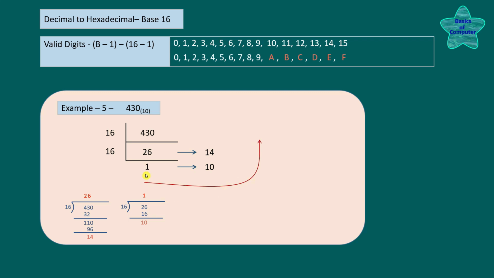Digit 1 we can write as it is. For 10 it is bigger than the 9. We need to write the corresponding letter, which is A. Similarly, for 14 we have to write E. So our answer would be 430 to the base 10 is 1AE to the base 16. Notice 1AE to the base 16. A representing 10, E representing 14. Cross check. Did you get the same answer?